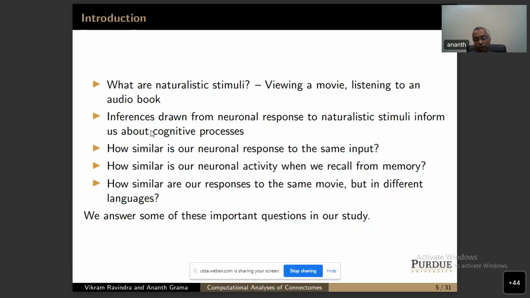How similar are responses to the same movie, but in different languages? So many of us are bilingual. So let's say you watch Sherlock in English and the same episode of Sherlock in French. Do the same parts of the brain light up for the most part? So these are really cool questions you can ask, and we answer some of these questions in the next study that I'm going to show.